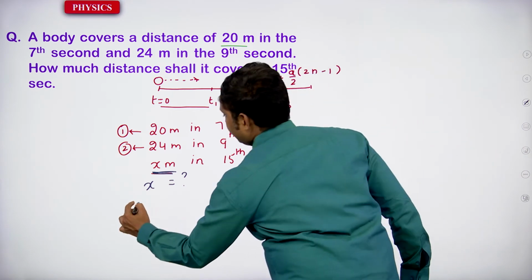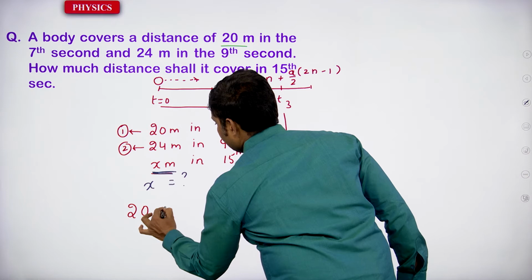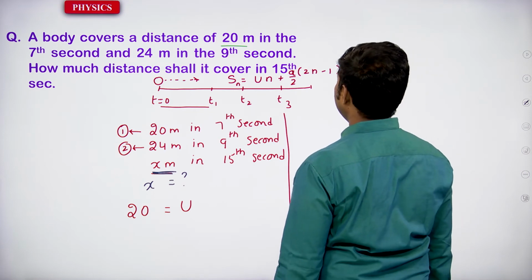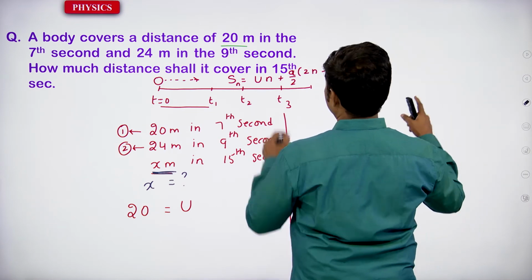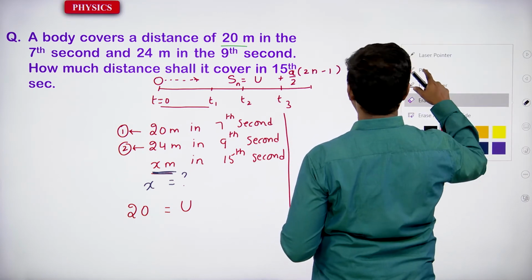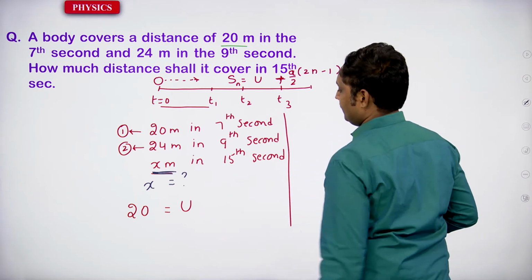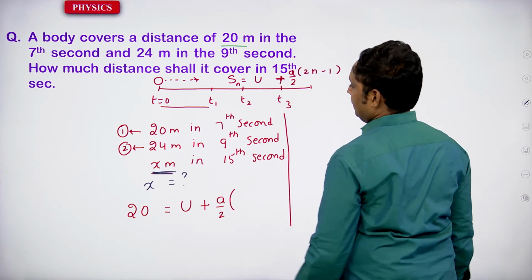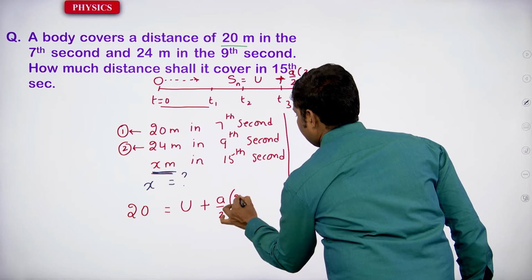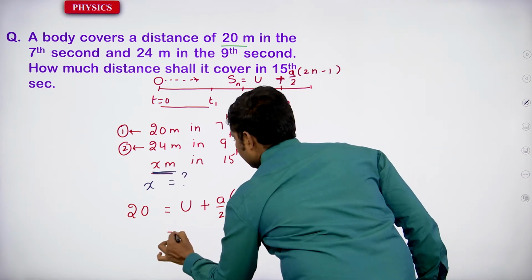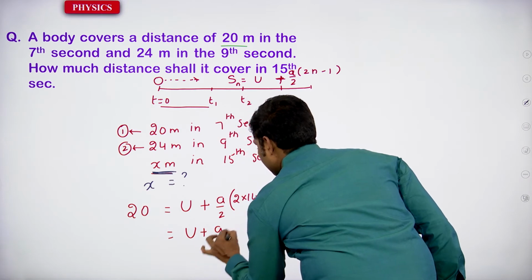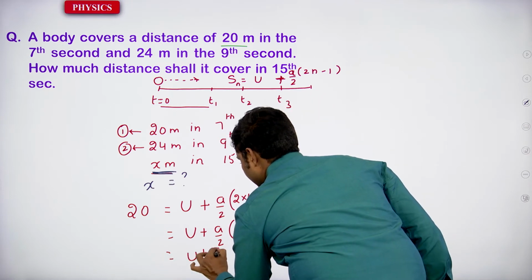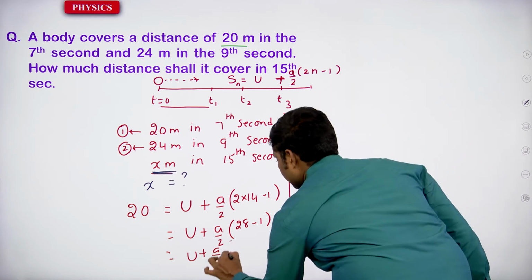So, by considering that, therefore, 20 meter is equal to, we do not know u, this is going to be u, you have to consider this one, u plus A by 2 into, what about that n, that is 2 into 14 minus 1, that is u plus A by 2 into 28 minus 1, therefore u plus A by 2, you have to check this one, 27.